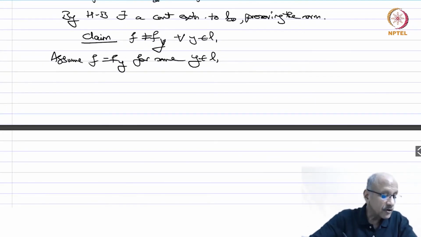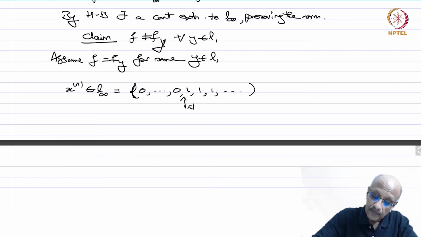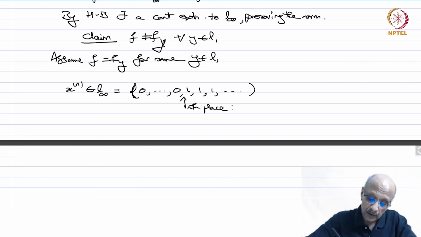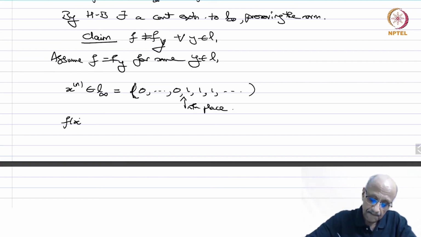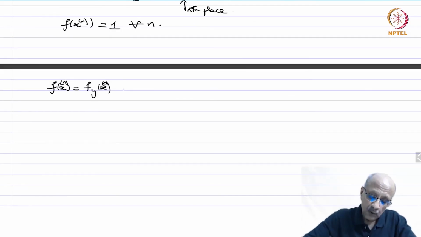So you look at the following sequence: 0, 0, and then 1, 1, 1, and so on. So this is the nth place. This is a convergent sequence, limit is 1. So f of x_n equals 1 for all n. So f equals f_y. And what does it mean? This is sigma i equals n to infinity of y_i.